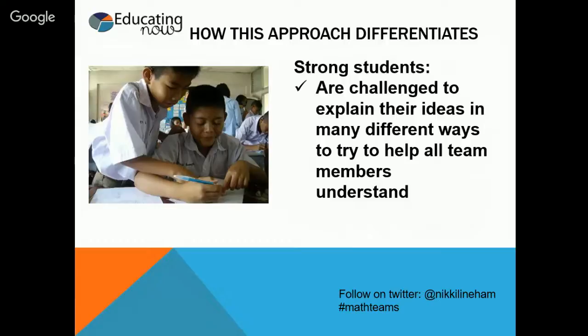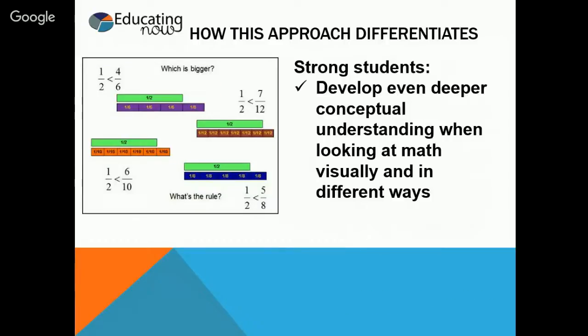Those students that were quote unquote strong often are very strong procedurally, but they often don't have deep conceptual understanding. And so it's a very big challenge for them to solve the problem in multiple ways, especially visual ways. And when they are in a position where they have to try to explain the concept to their peer, and the peer isn't understanding them, they have to try it in multiple ways. So they were very challenged, and they developed way deeper conceptual understanding.